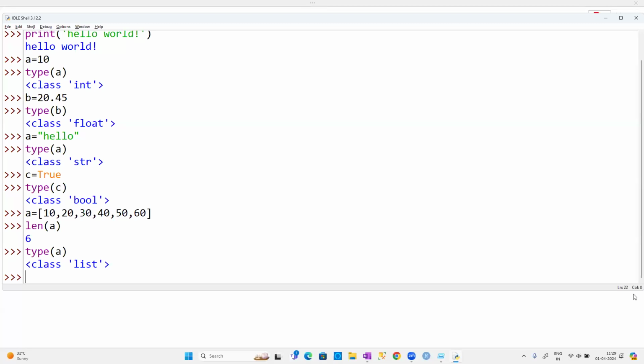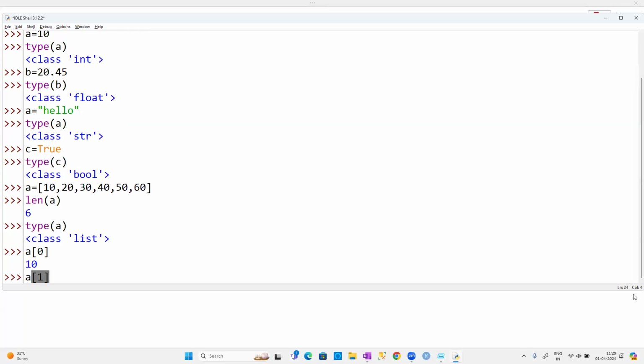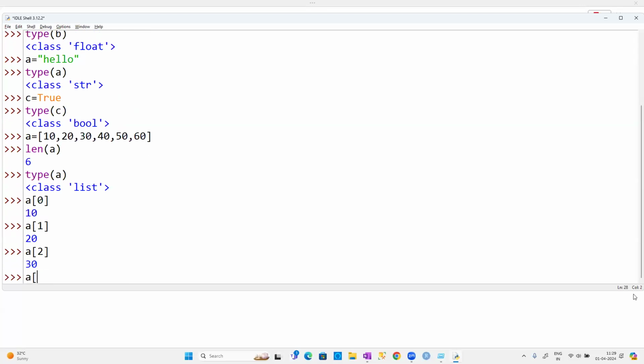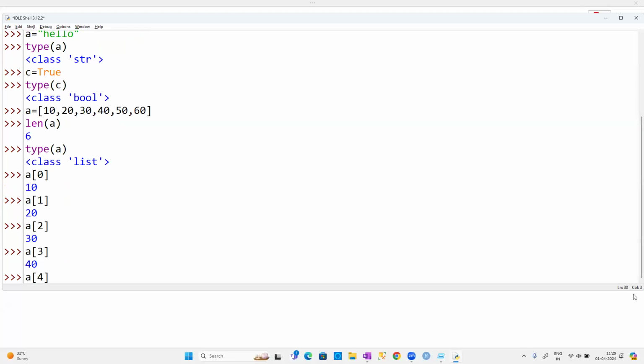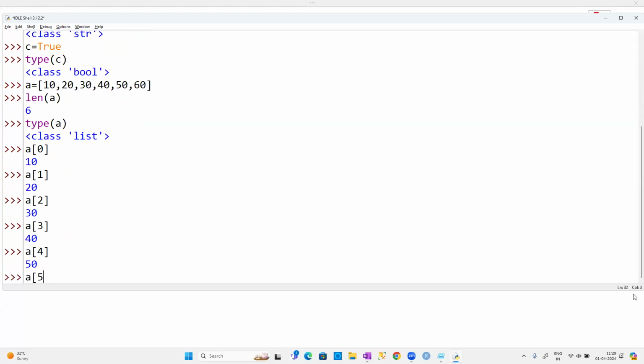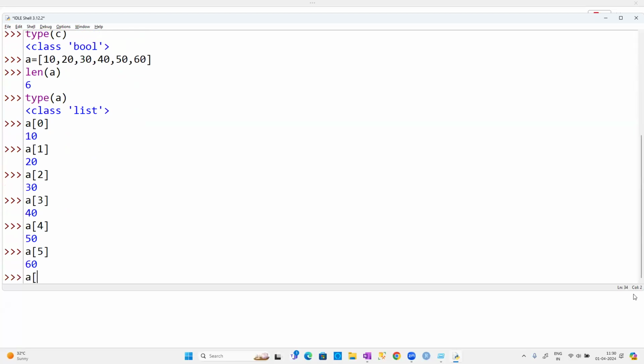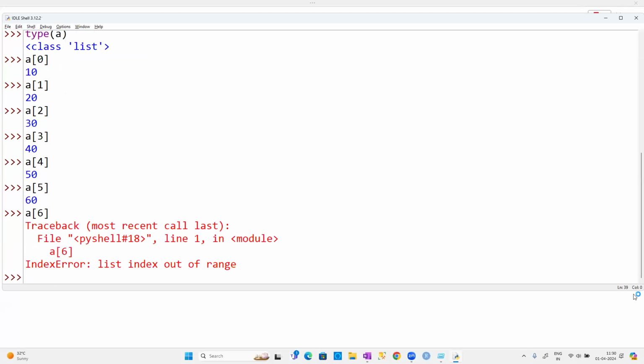It's very easy to get whichever elements you require. A of 0 is the first element, A of 1 the second, A of 2 the third, A of 3 the fourth, A of 4 the fifth, like this, guys. But if I say A of 6, we are going to get an error. Why? Because we have only 6 elements, so the index goes only from 0 to 5, not beyond 5.